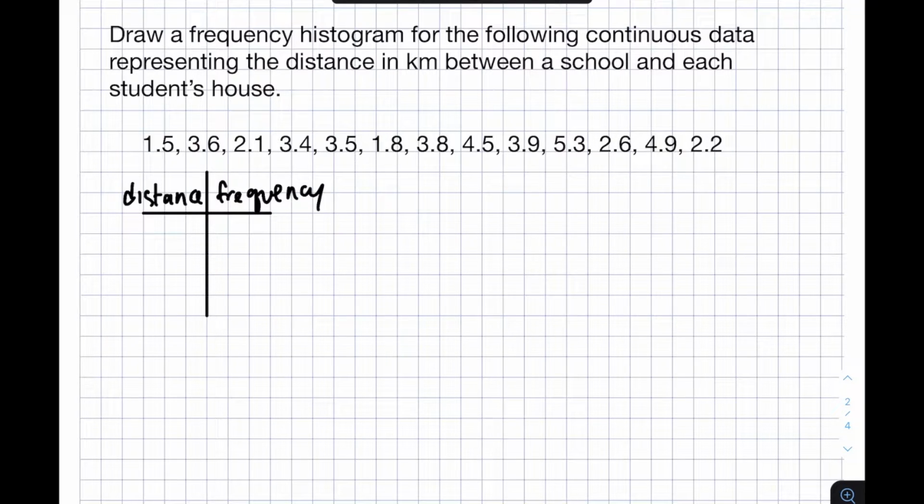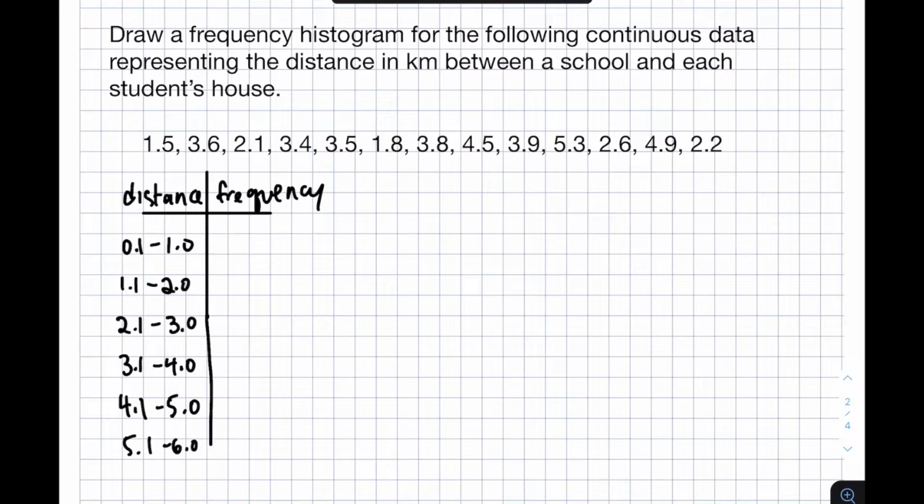Since this data is continuous, we need to group it. We can have groups from 0.1 to 1, making this a group of 0.9. And they all have to be equal, so we can just continue on until our biggest value. So 1.1 to 2.0, 2.1 to 3.0, 3.1 to 4.0, 4.1 to 5.0, and 5.1 to 6.0.